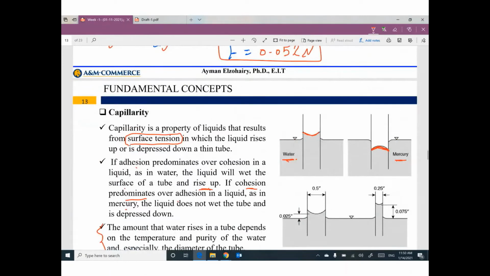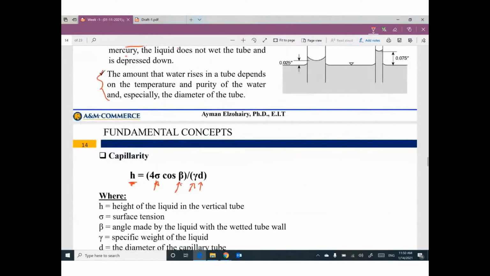As I told you, if you have a very thin tube in water, for example, we can expect rising of this liquid, H. How can I figure out this value of H? H equals this equation. This equation is a function of the surface tension of this liquid, the angle made between the liquid and the wall of the tube, gamma, the unit weight of the liquid, and D, the diameter of the capillary tube.